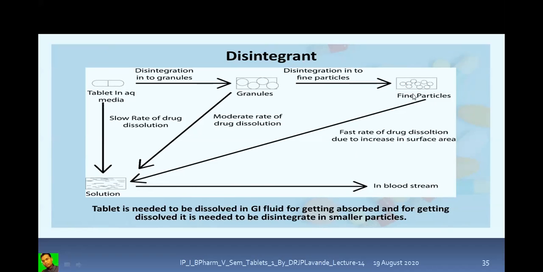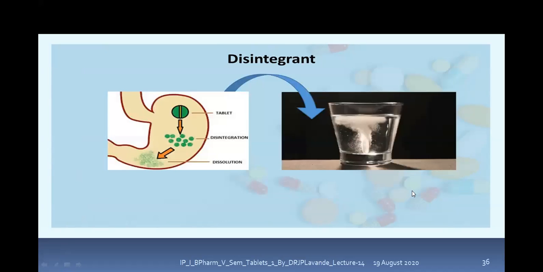As the particle size goes on reducing, the surface area increases. So the larger the surface area, the more the contact surface. So that causes faster solution formation. So all these are the three different ways. One is directly going into solution, next through the granules, or next through the granules and fine particles directly going into the solution. So the ultimate aim is to get solution, and this can be enhanced with the addition of the disintegrating agent, which further goes directly into the bloodstream.